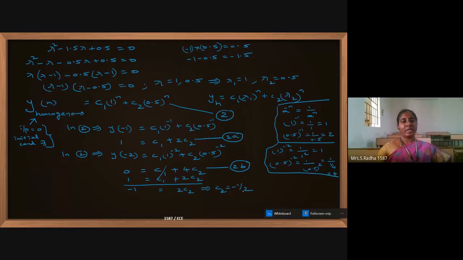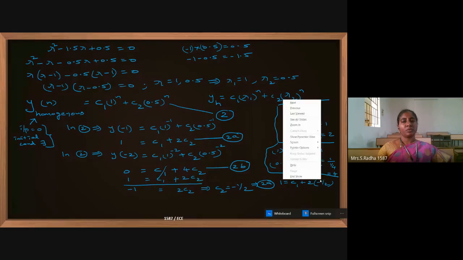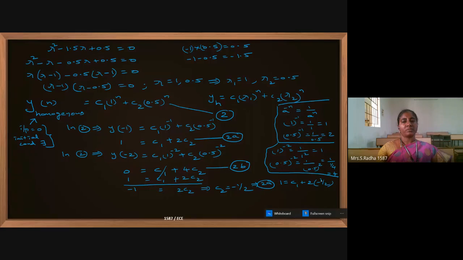If you put the C2 value in equation 2a, 2a will give 1 equal to C1 plus 2 into minus half. So this minus 1 on the RHS, if it comes to the LHS, it is 1 plus 1. So the C1 value is 2. C1 value is 2 and C2 value is minus half.